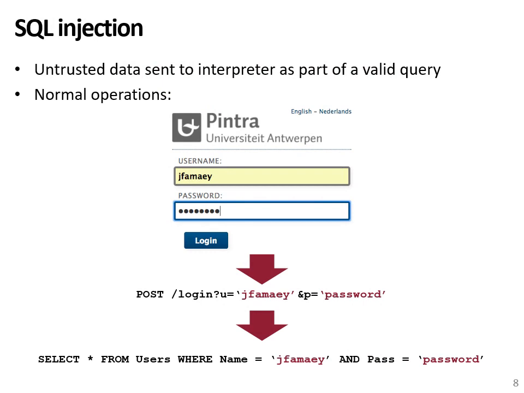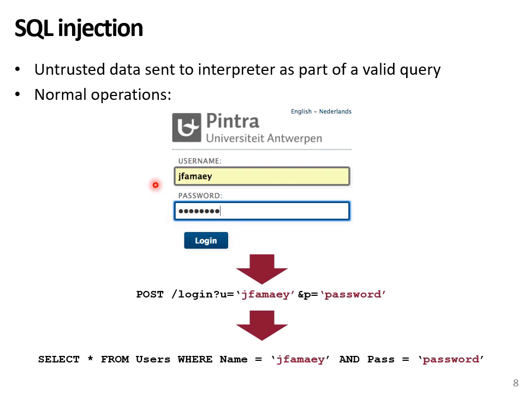And let's talk in a little bit more detail about some of the top 10 vulnerabilities of OWASP. First one is SQL injection. SQL injection means that untrusted data is sent to an interpreter, in this case an SQL interpreter, as part of a valid SQL query. Under normal circumstances, a login system would work like this.